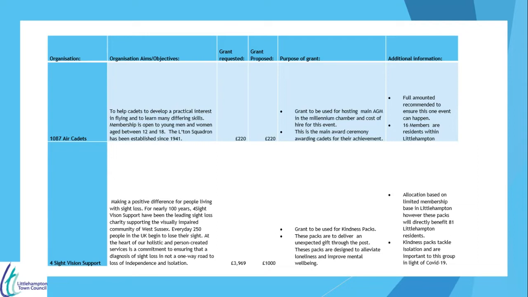Foresight Vision Support. Grant requested £3,969. Proposed grant £1,000. Grant is to be used for kindness packs. These packs are to deliver an unexpected gift through the post. These packs are designed to alleviate loneliness and improve mental well-being. Allocation based on limited membership base in Littlehampton. However, these packs will directly benefit 81 Littlehampton residents. Kindness packs tackle isolation and are important to this group in light of COVID-19.